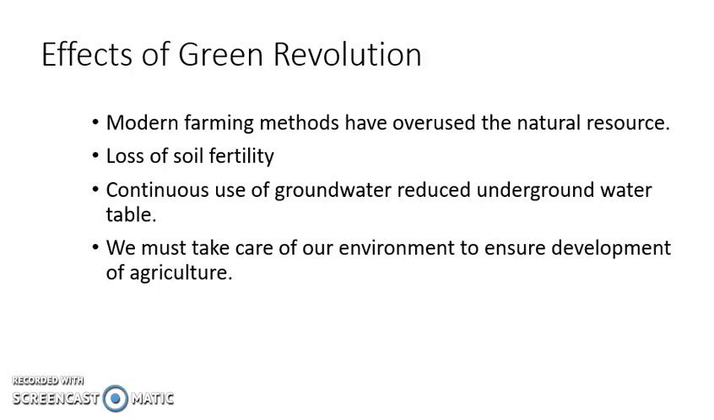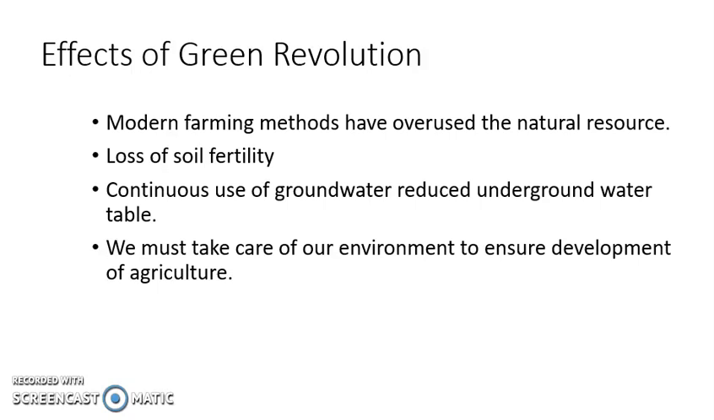Another thing is the continuous use of groundwater, which can reduce the underground water table. Irrigation is more required for these HYV seeds. For traditional seeds, we require less irrigation, less water. But HYV seeds need more irrigation, more water. So farmers have to depend upon groundwater from electric tube wells, wells, etc. When we exploit more and more groundwater, the underground water table can be reduced, which is a drawback of the Green Revolution and of HYV seeds.